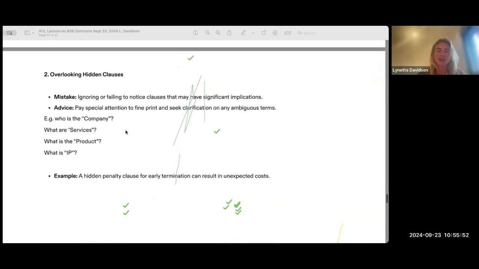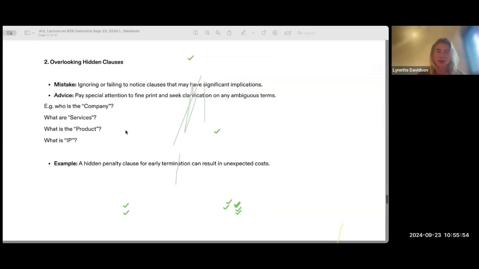Another common mistake is to overlook hidden clauses. For example, we can think about notice clauses, like if you're going to terminate the agreements, how are we going to give notice? Must it be 30-day notice or 15-day notice, or must it be in writing? So we need to be more clear about specific terms.